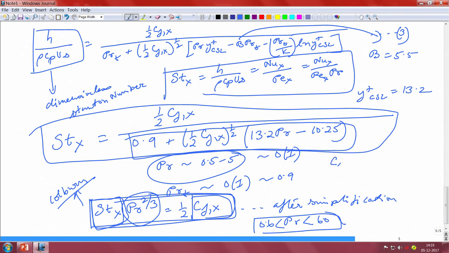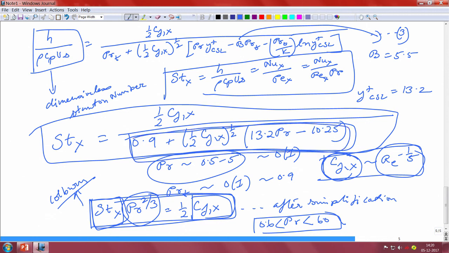Why? That is because if you recall your Cfx variation with Reynolds number, it was rather poor. It was Reynolds number to the power of minus 1/5. So, even if your Reynolds number changes quite a bit, your Cfx changes just by a small bit. That is why this denominator is largely insensitive to your Reynolds number variation, but it is sensitive to the Prandtl number variation. Because of that, the skin friction coefficient and the Stanton number are basically proportional to each other. They are of the same order of magnitude, with the only function being the Prandtl number, which fills in as a constant of this proportionality.